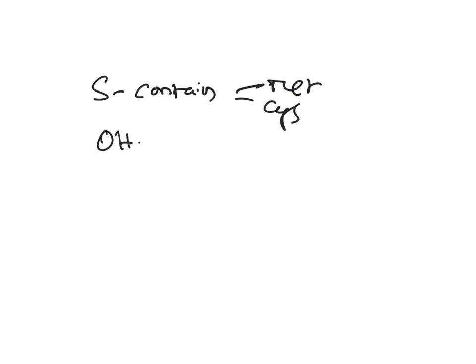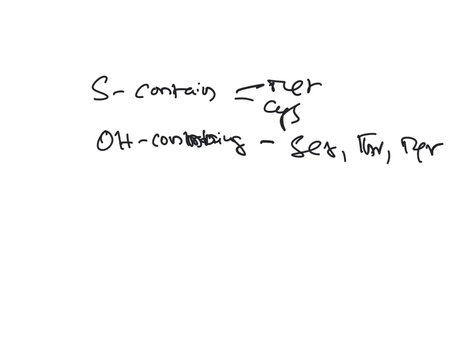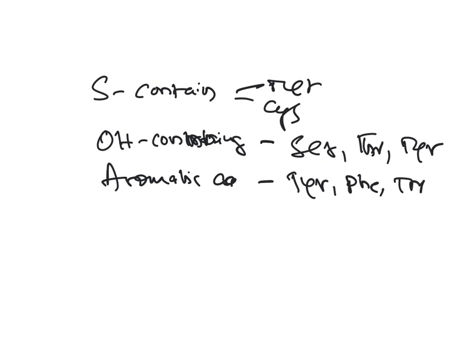We have OH containing amino acids, hydroxyl containing amino acids. Hydroxyl containing amino acids are serine, threonine, and tyrosine. These are the three hydroxyl containing amino acids. Aromatic amino acids, as you know, are tyrosine, phenylalanine, and tryptophan. Tyrosine, phenylalanine, and tryptophan.